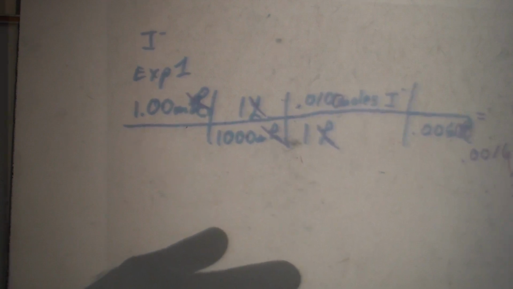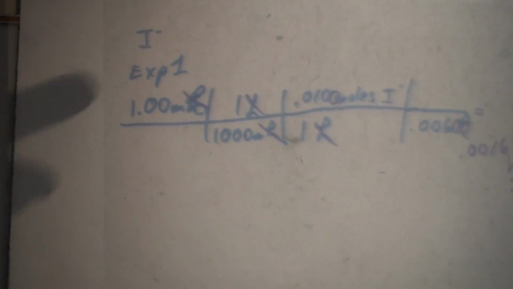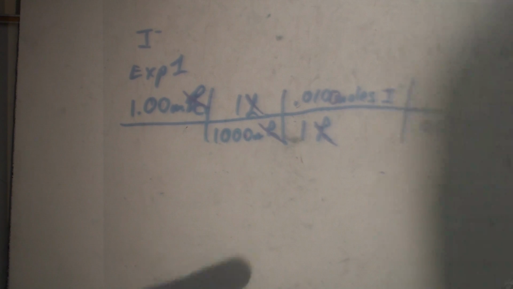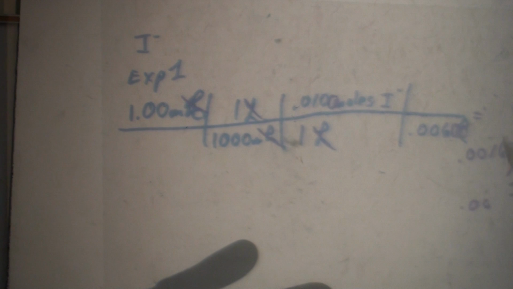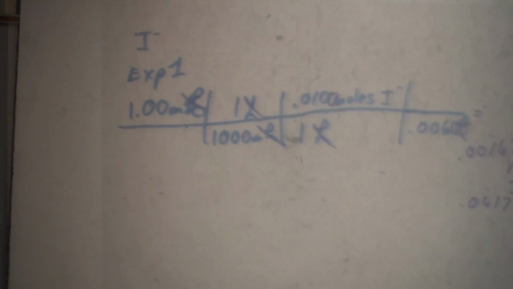So there's the molarity of the iodine for experiment number 1. I think it was only 2 sig figs. We really shouldn't have that many. It really actually had 2 sig figs, but there we go. I just hate 2 sig figs because it's not as accurate as 3. So that's the concentration of the iodide for reaction 1.